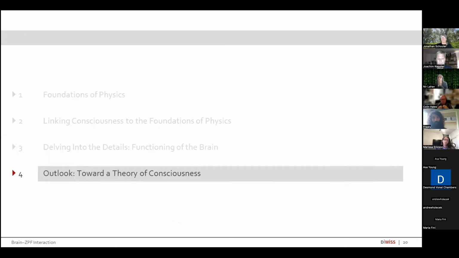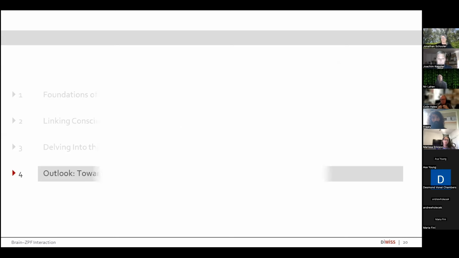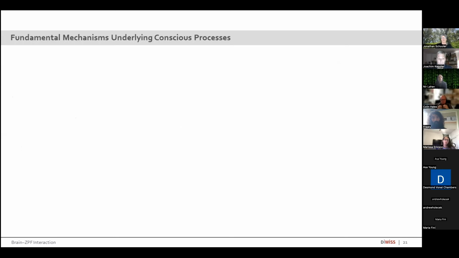So this is basically it. And this brings us to a conclusion, namely that quantitative calculations suggest that microscopic quantum effects in the brain are feasible.